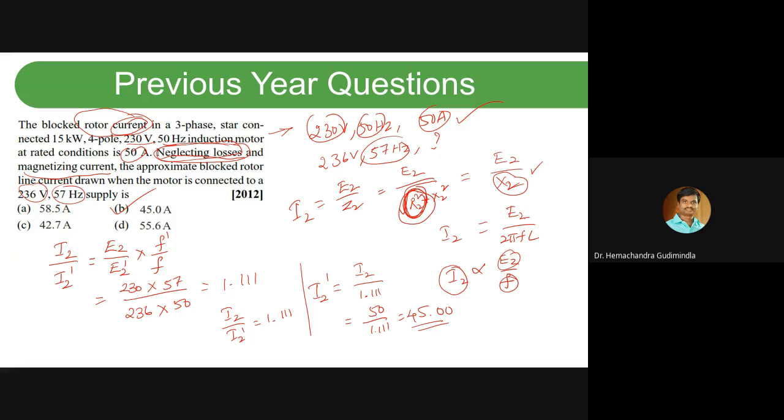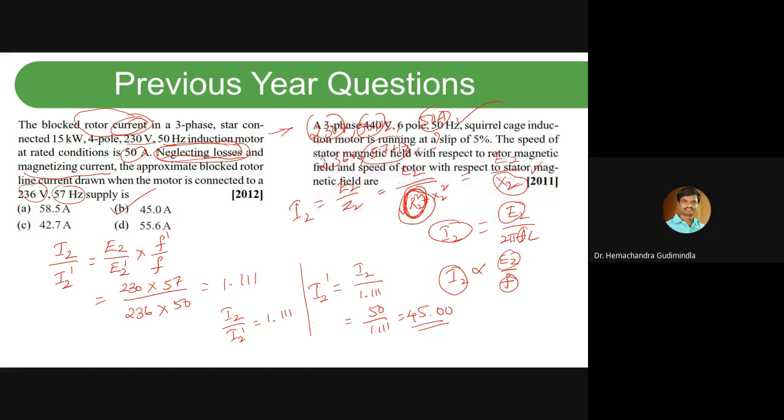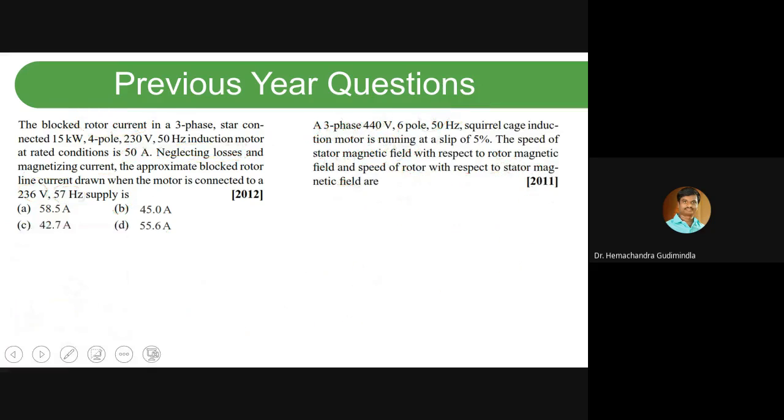We only have to write the equation I2 is directly proportional to E2 by frequency. So from this relation we can calculate the secondary blocked rotor current when the motor is connected to another set of readings like 236 volts and 57 hertz. Now we'll solve another problem.